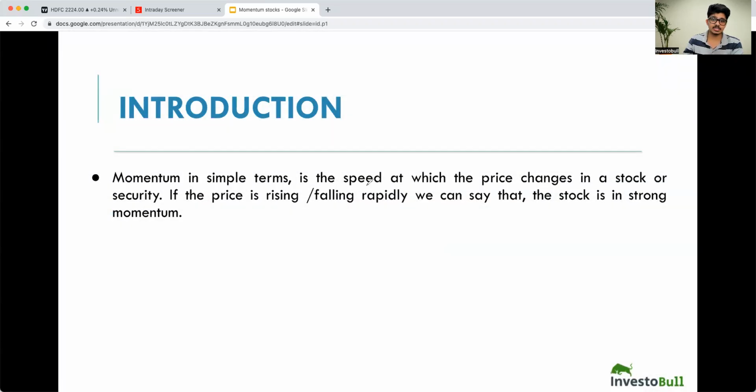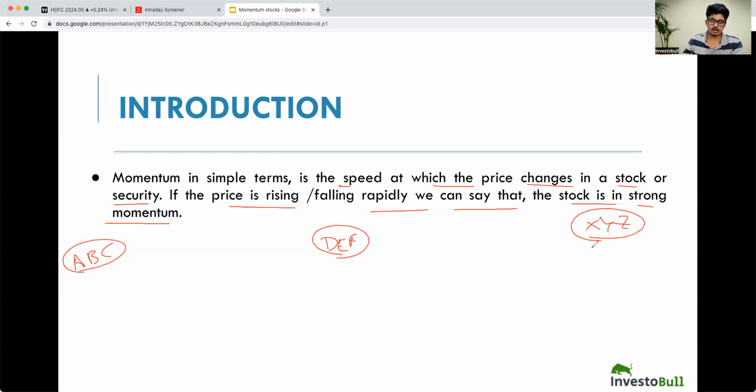In simple terms, it is the speed at which the price changes in a stock or security. If the price is rising or falling rapidly, we can say that the stock is in strong momentum. So let's take an example of three stocks and I'll explain the concept. Let's take a stock called ABC, DEF, XYZ. These are the three stocks that we are going to analyze.